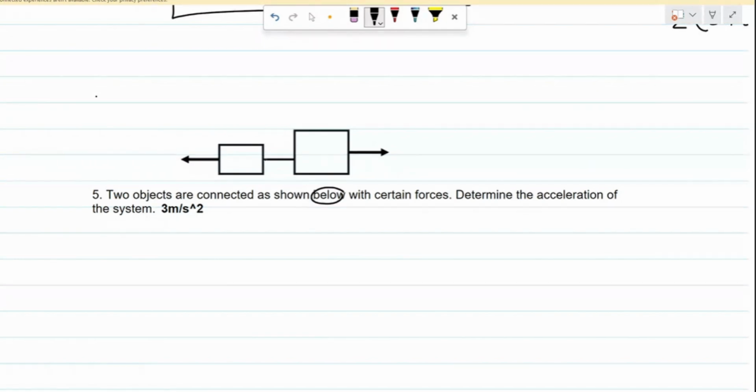So dito guys, meron tayo dito 1 kilogram object and this is 2 kilograms object. So we have here F sub 1 which is 10 newtons and we have here F sub 2 which is only 1 newton. Okay, so dito guys, may sagot na nakasama. By the way, palabasin po natin to. Determine the acceleration of the system.